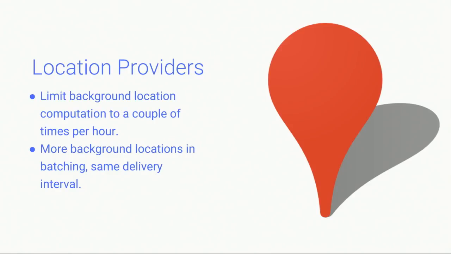So let's start with location providers. Location providers are the main entry for requesting location updates. We have two main location providers: the fused location provider in Google Play Services and the location manager on the platform. So starting from Android O, for both location providers, apps running in background cannot trigger location computation more frequently than a couple of times per hour. For batching API in fused location provider, a few more location computations are allowed. But the delivery time is going to be the same as non-batching API.